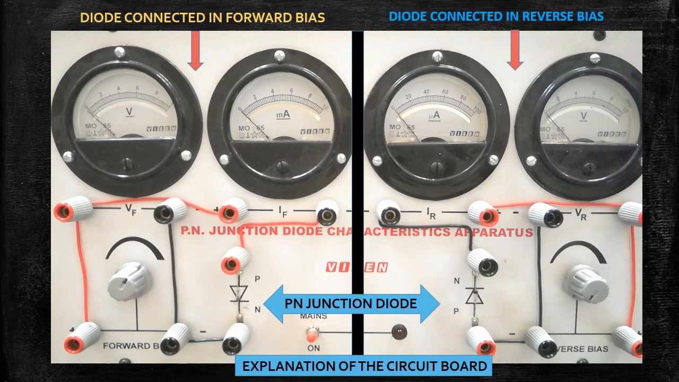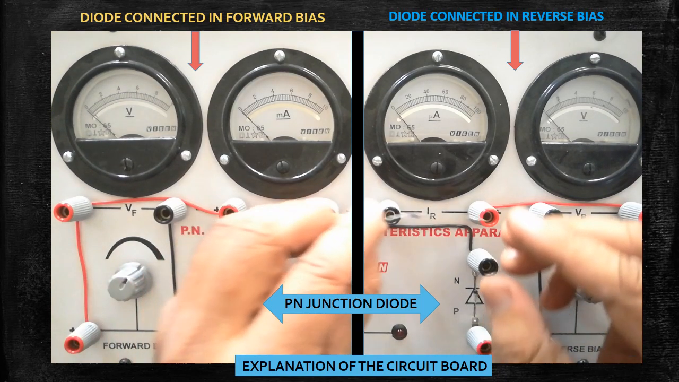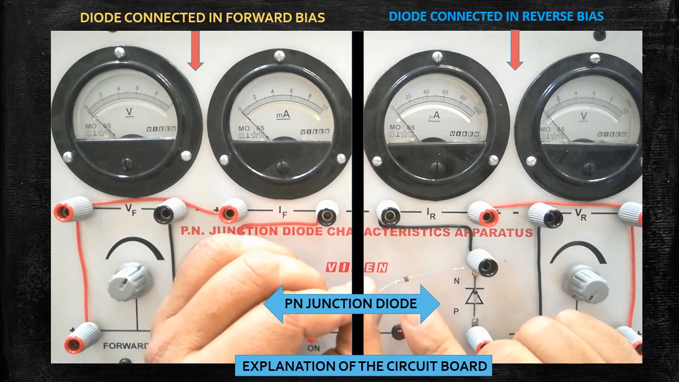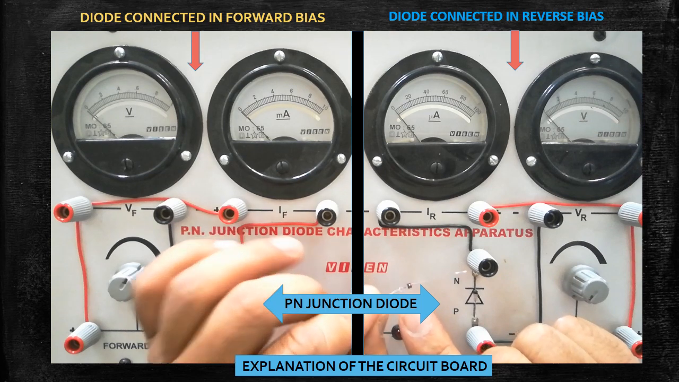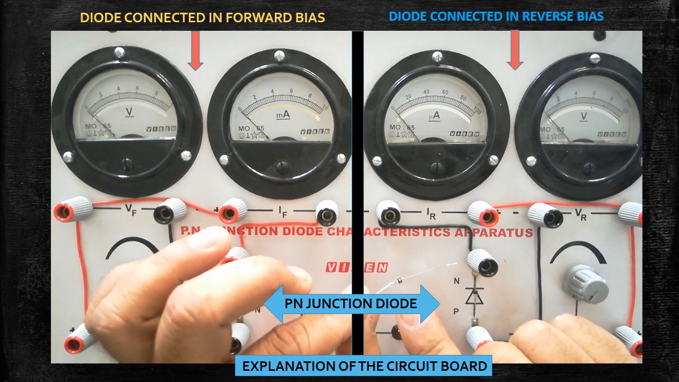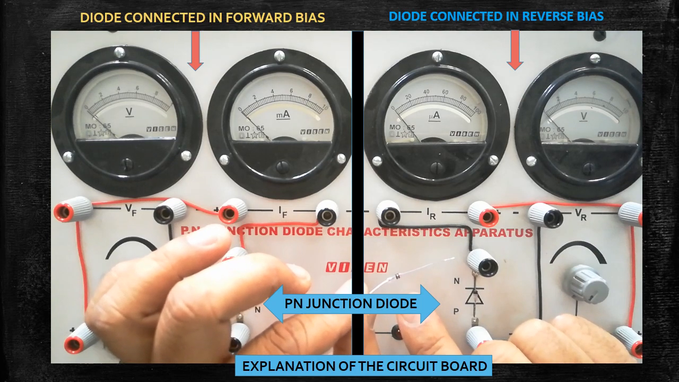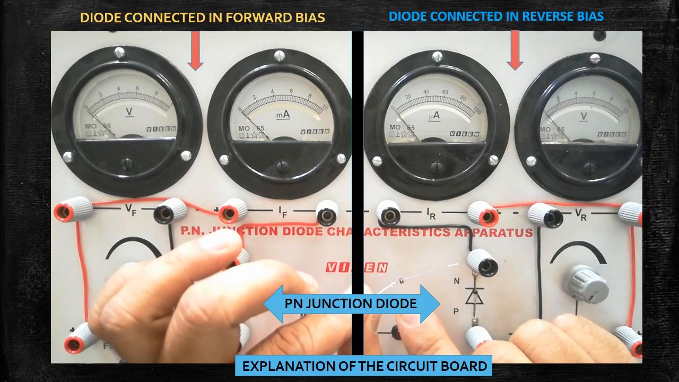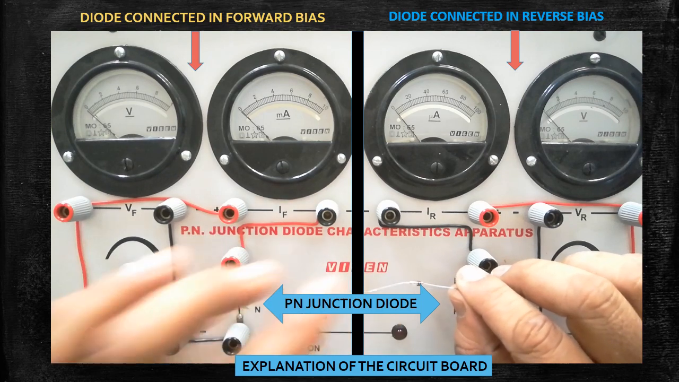Today we are going to learn how to do this experiment of PN junction diode. Look here, I am having an electronic component in my hand. This is called a PN junction diode. This PN junction diode is one of the important semiconductor devices.